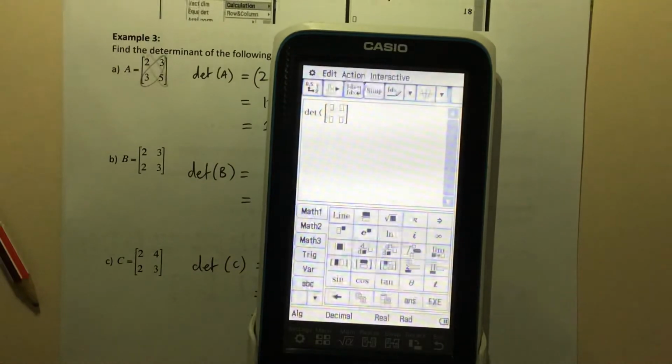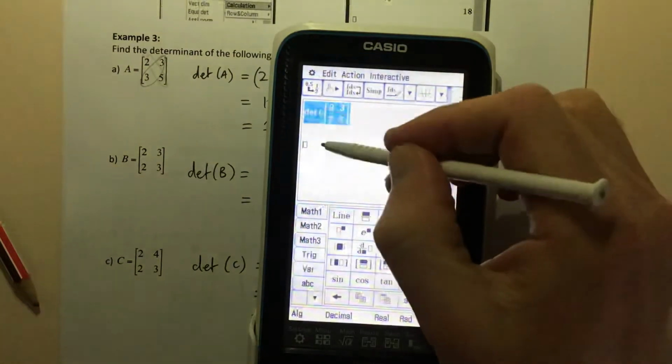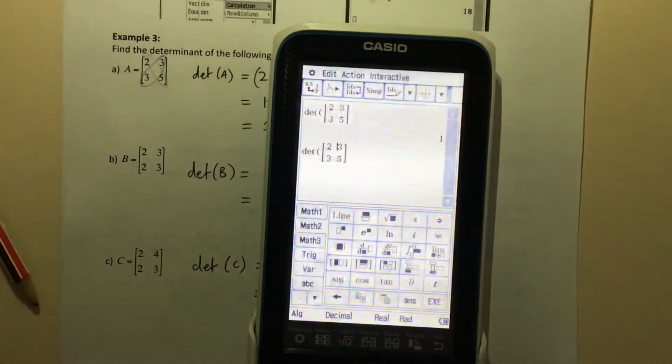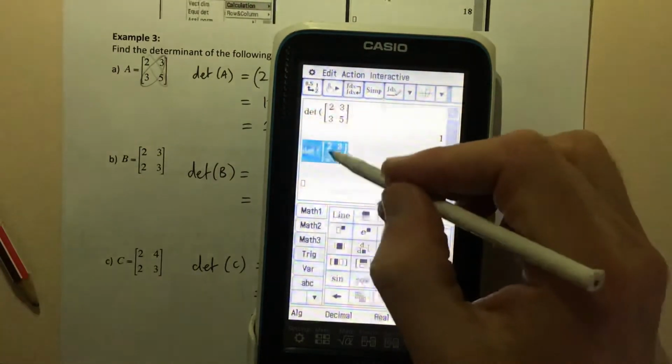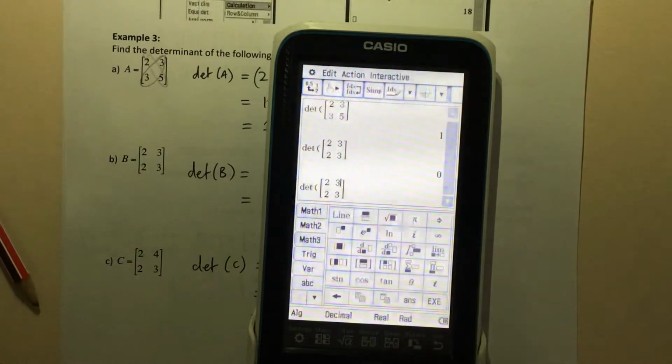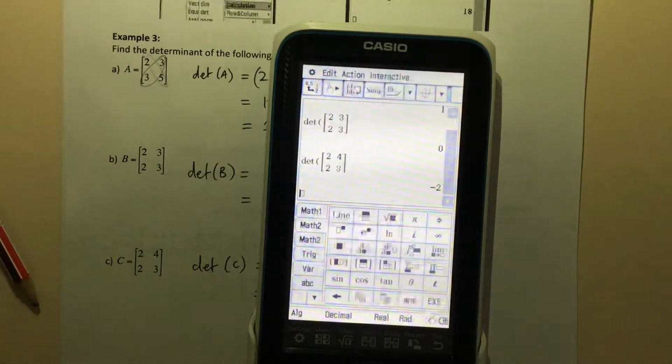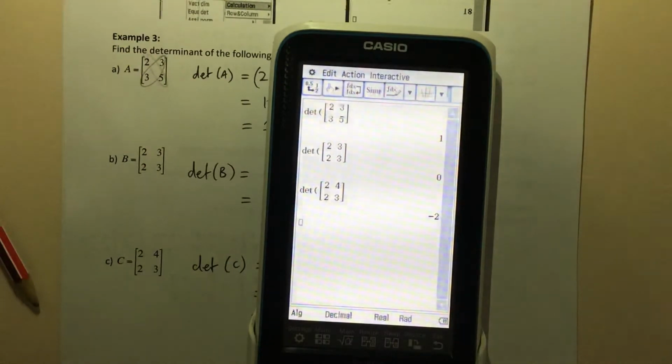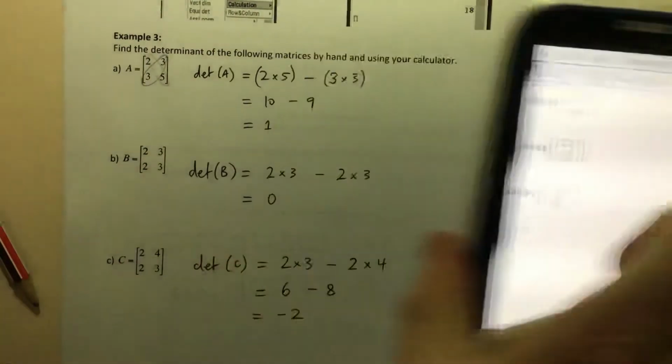So the first one we had 2, 3, 3, 5, and you'll see the calculator is just going to churn out the determinant straight away. I'm just going to get lazy and copy that down to check our answer for B. Yep, we were right. And lastly, to check the answer for the determinant of C. And there we go. So nice and quick when you can use the calculator.